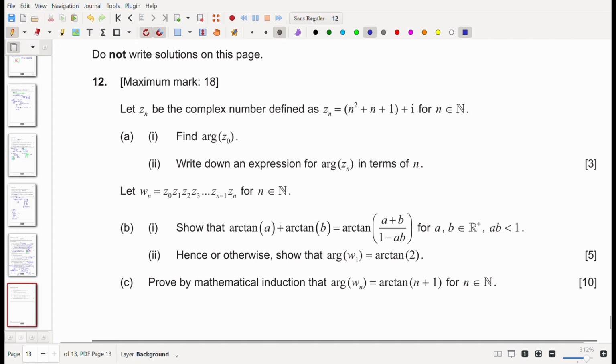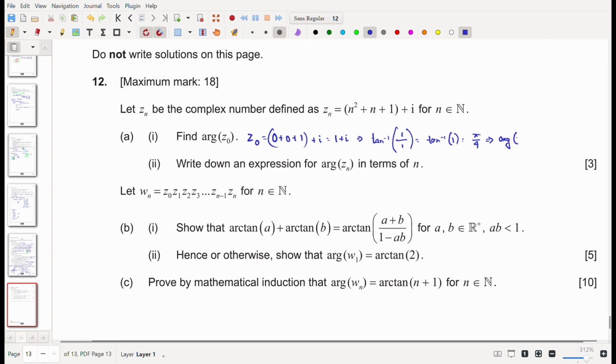And we are on our last question, guys. Question number 12. Let z of n be the complex number defined as z of n is equal to n squared plus n plus 1 plus i for n in natural numbers. Find the argument of z naught. So first of all, let's write out what z naught is. Z naught is equal to 0 plus 0 plus 1 plus i, which is 1 plus i. This means that the argument is tan inverse of the imaginary part over the real part, which is 1 by 1, which is tan inverse of 1, which is equal to pi by 4. That's it.